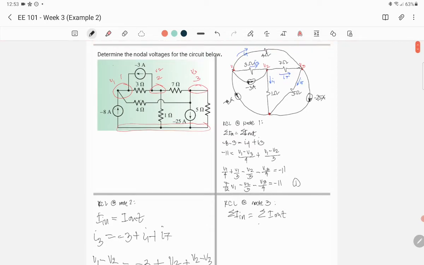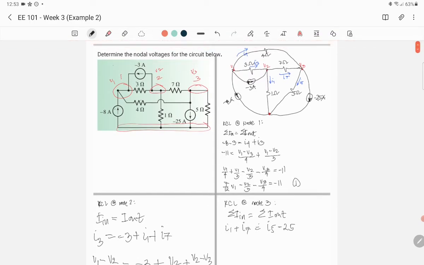For your current in, you have your I1. You also have your I7 here. Then that is equal to I5 plus negative 25. So that's going to be negative 25. So 1, 2, 3, 4, 1, 2, 3, 4.